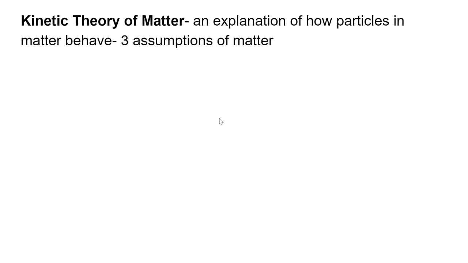The kinetic theory of matter is an explanation of how particles and matter behave. So everything is made of particles. These particles are called atoms. And kinetic, if you remember, kinetic energy is the energy of motion. So we can assume three things about matter.